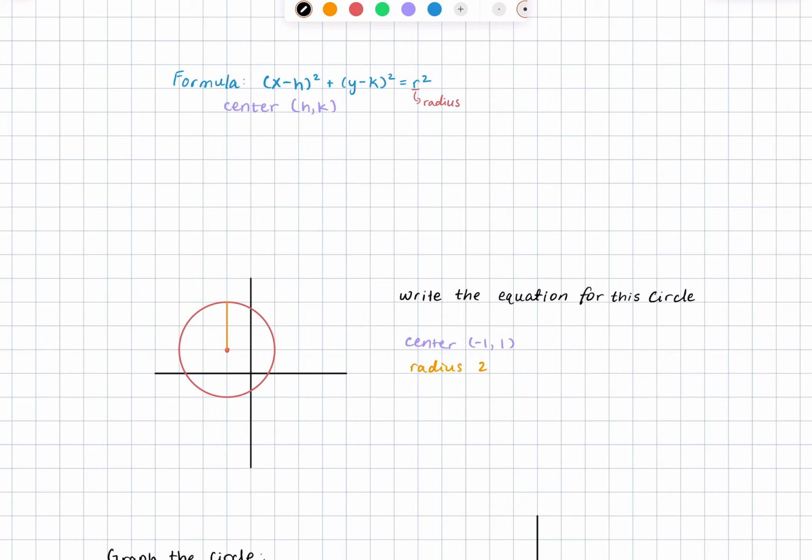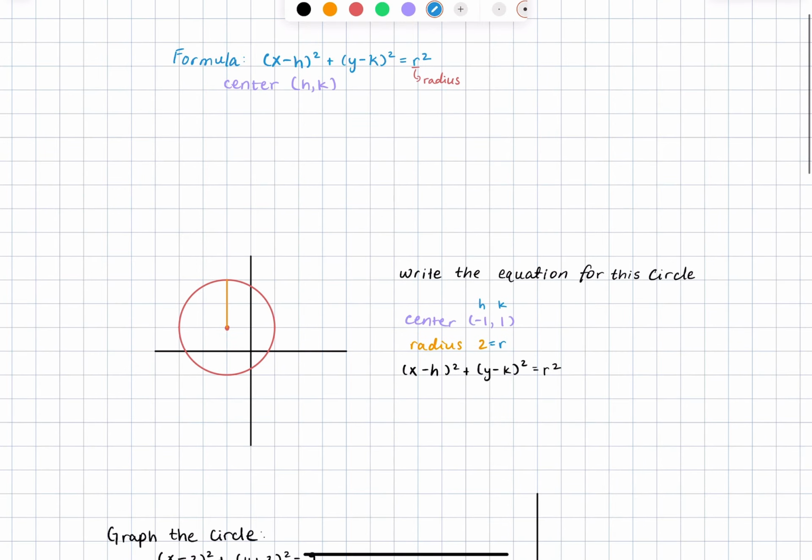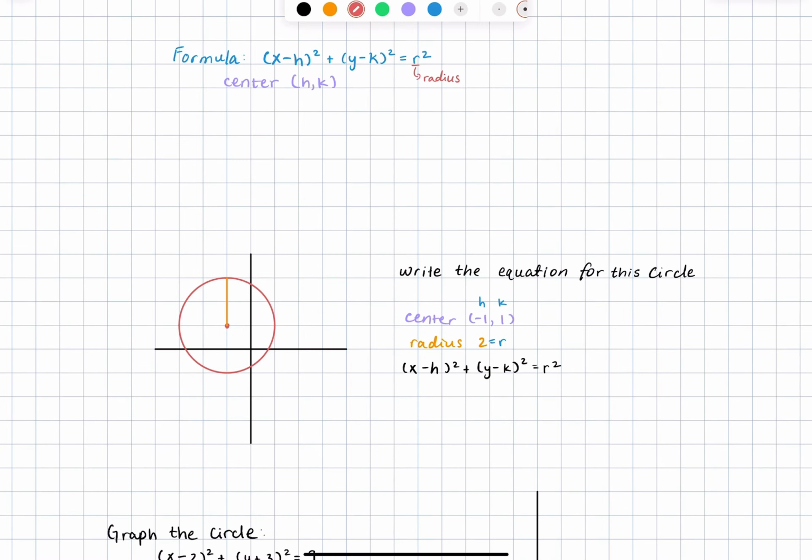Start off with the formula (x - h)^2 + (y - k)^2 = r^2. Going back to my center, I'm going to label this h and this k, and then this is r. So let's continue on. We have (x - (-1))^2 + (y - 1)^2 = 2^2.